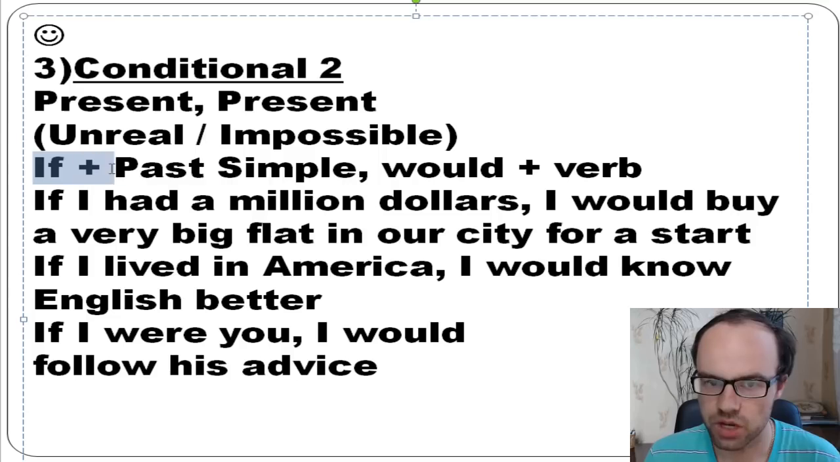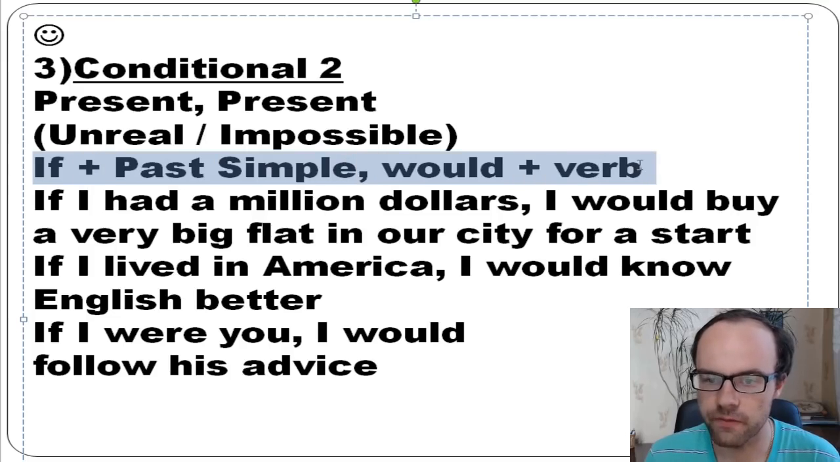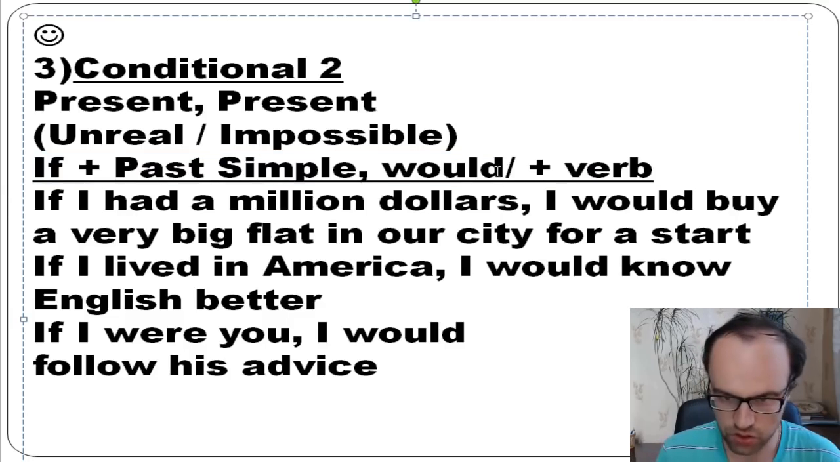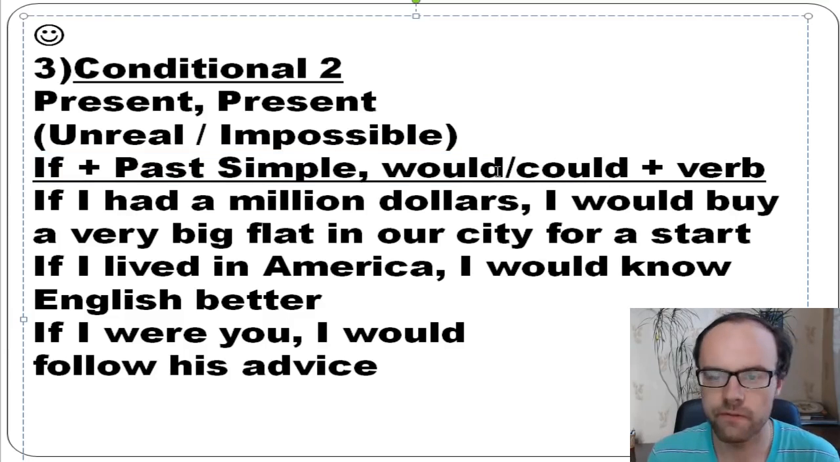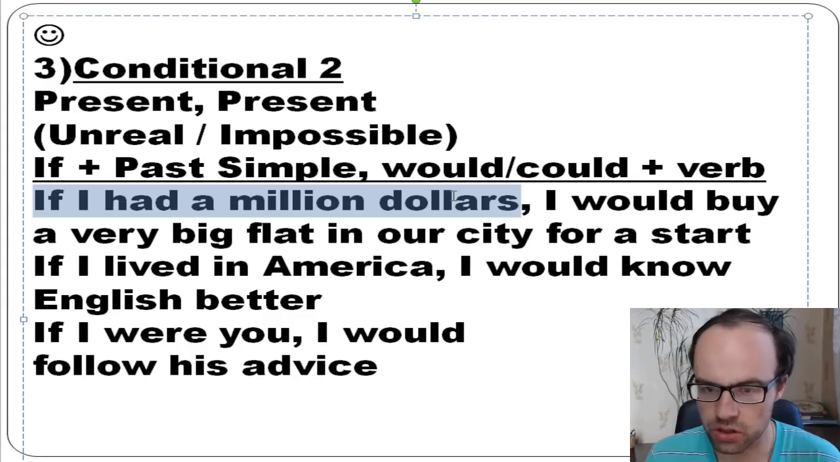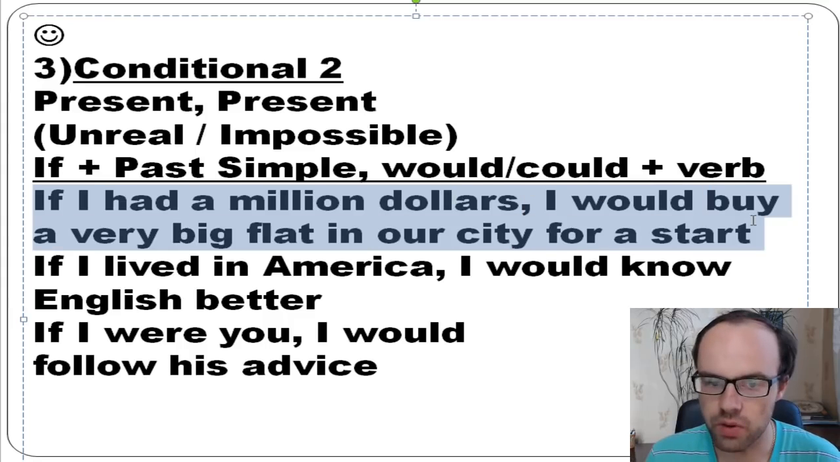So it's if plus past simple, yeah? And would plus verb. Please remember it, okay? So we use past simple after if, and then we use would or could plus verb, okay? So let me give you one example, and I hope it will get really clear. Okay, so you see, if I had $1 million, I would buy a very big flat in our city for a start, okay?